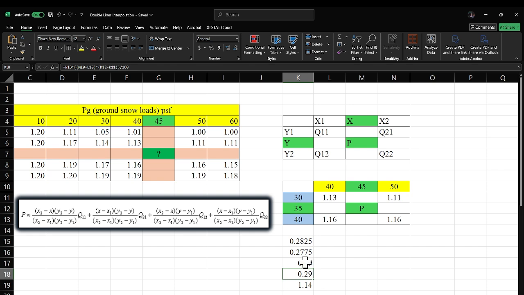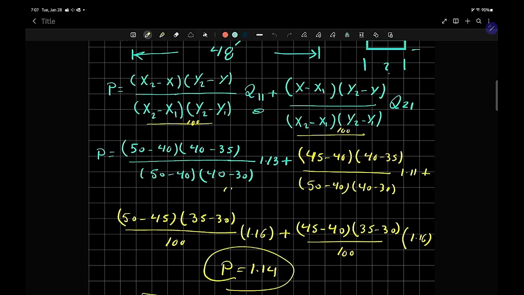We can also do this, just take the formula and write out the equation, just like I have here. You can just write it out using the equation like I have here. And one thing I noticed, the denominator comes out to 100 for all four parts of the equation. If you do it this way, you get the same answer as Excel.